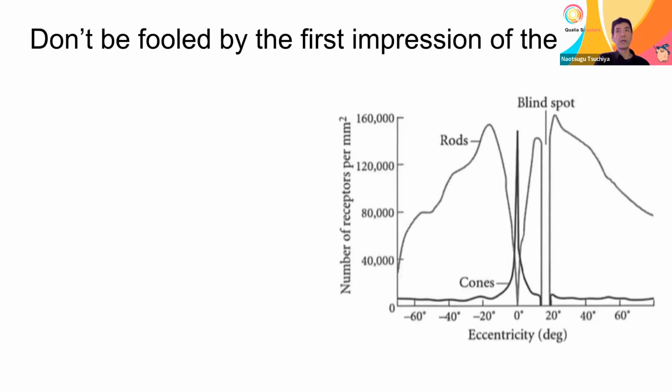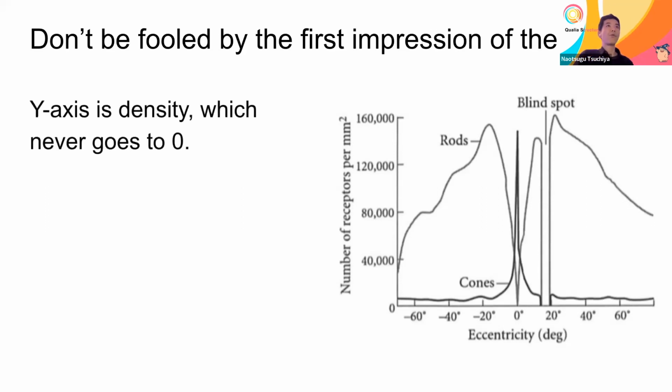So the point here up to now is that you shouldn't be fooled by the first impression of this figure. This is quite important. The y-axis is not the number of cells, but the density, okay? Here, it's the number of receptors per square millimeter. So what it means is that to obtain the number of receptors, you need to multiply by the area that matters.